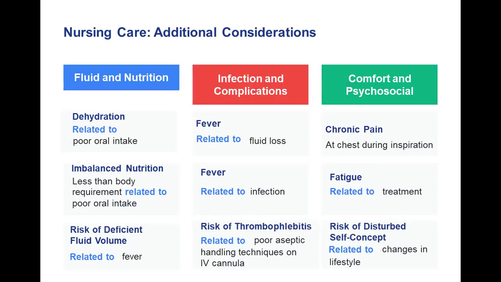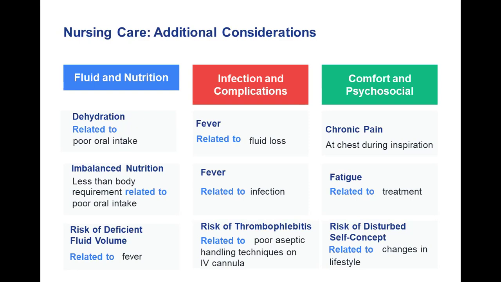Finally, we cover additional nursing considerations that are often overlooked in the urgency of respiratory distress. In the fluid and nutrition domain, patients who are struggling to breathe often minimize eating and drinking, leading to a diagnosis of dehydration related to poor oral intake. Dehydration also thickens secretions, making the respiratory problem worse.